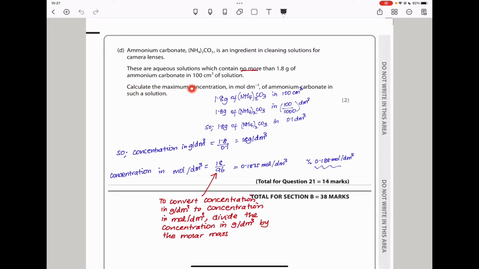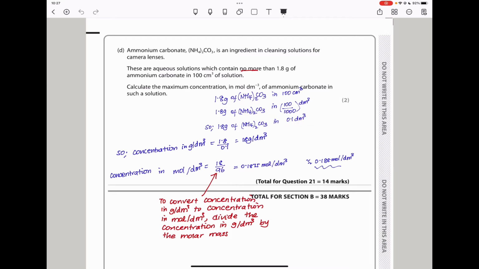So here they say calculate the maximum concentration in mole per decimeter cubed of ammonium carbonate in such a solution. To have a maximum concentration, 1.8 grams should be dissolved in that. So I say 1.8 grams of that in 100 centimeters cubed of the solution. In this case, I converted the 100 centimeters cubed into decimeters by dividing by 1,000. So it means I get 0.1 decimeters cubed.